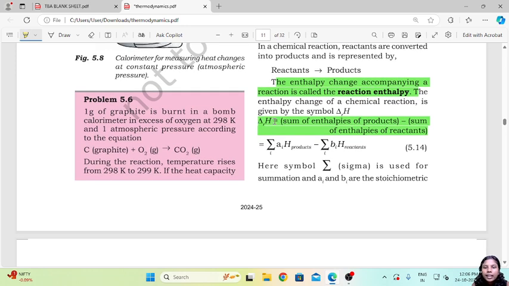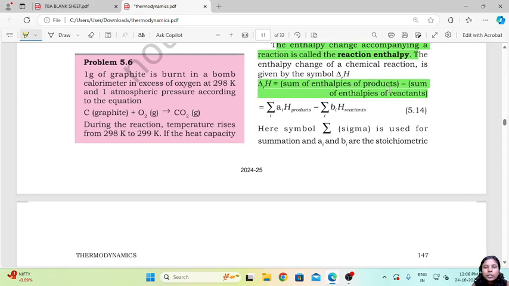Now this delta rH equals the sum of enthalpies of the products. Say you have two products that are formed, so you have to add up the enthalpies of both the products. Then you also have to find the sum of the enthalpies of the reactants. If say there are two reactants, add the enthalpies of both and then you have to find the difference between both of them. So sum of enthalpies of products minus sum of enthalpies of reactants.